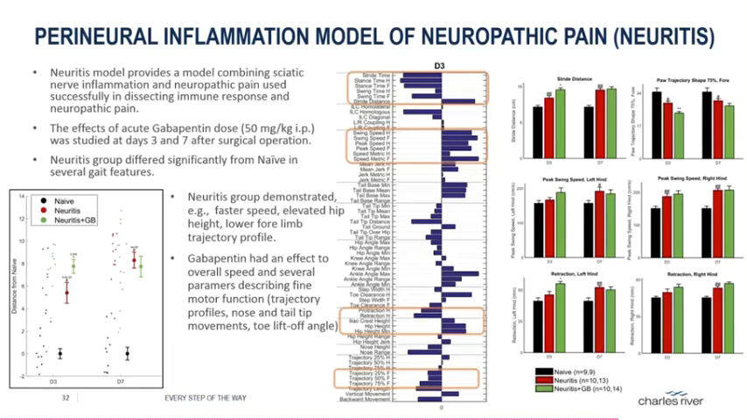Gabapentin had an effect on overall speed and several parameters describing fine motor function, such as trajectory profiles, nose and tail tip movements. Although not shown here, tactile and thermal allodynia was significantly reversed in the gabapentin-treated group.